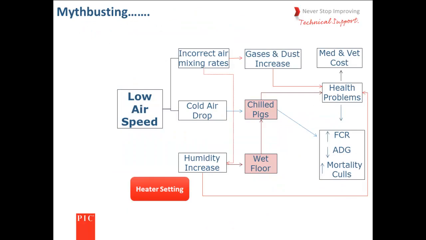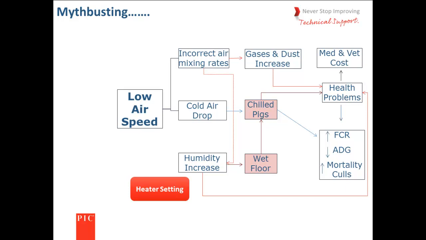The big picture is, if we have, this is an example, low air speed in our inlet, we are producing incorrect air mixing rate. That will produce more humidity in our floor, and we could produce wet floor, and we could produce chill peaks that way. Or, if we have lower speed at the inlet, we could drop cold air on the back of the peaks, and we are chilling the peak that way. So it's a different scenario. If we have incorrect air mixing rate, we will have more gases and dust in our environment, and we could produce health problems too.